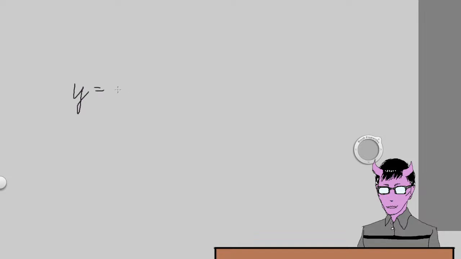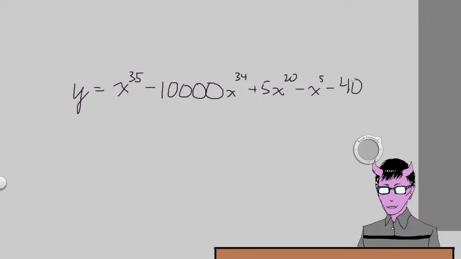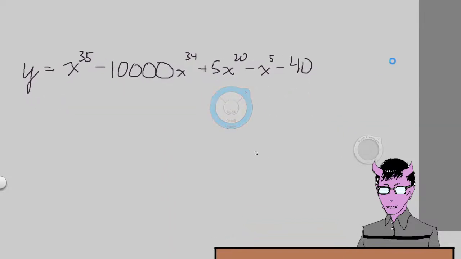So you have y is equal to x to the power of 35, and then we have minus 10,000 x to the power of 34, and then it's going to be plus 5. So, you know, let's put a few more x's. Let's do 5x to the power of 20, and then minus x to the power of 5, and then minus 40. So this is going to be our polynomial right there.